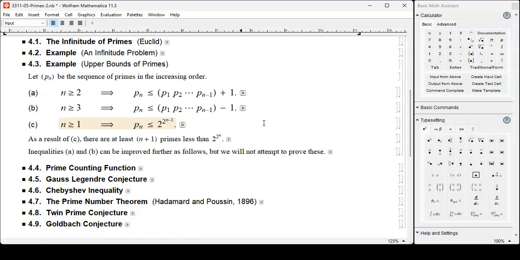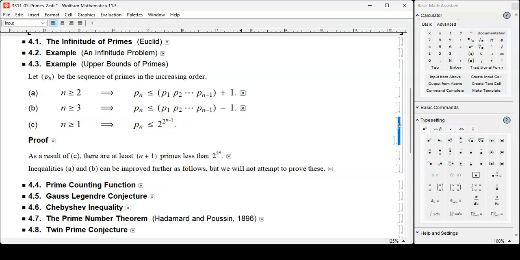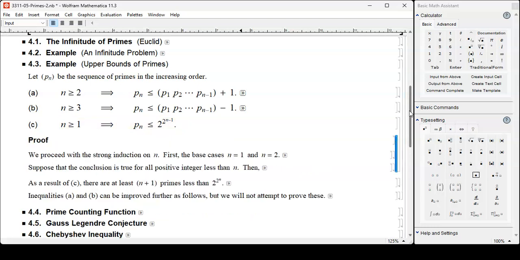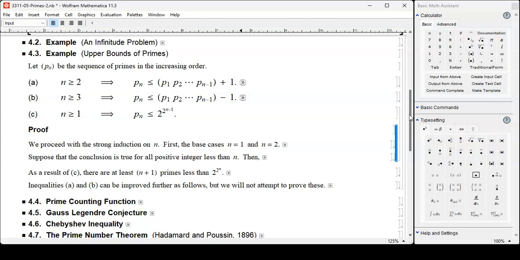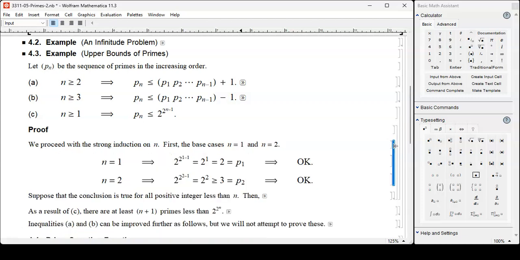And this time we have a full proof here because this is harder. We used a strong induction. First, the base cases, n equals 1 and n equals 2. By brute force computation, you can check. If n is 1, then 2 to the 2 to the 1 minus 1 power. So that's 2 to the 2 to the 0 power. So 2 to the first power, yeah, okay, that works out okay.